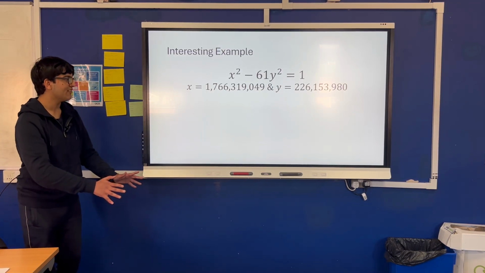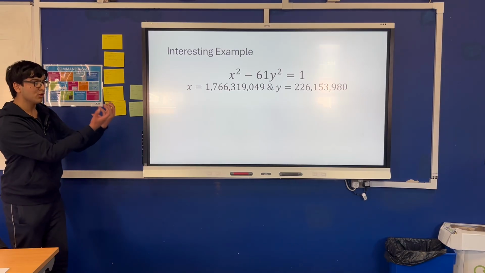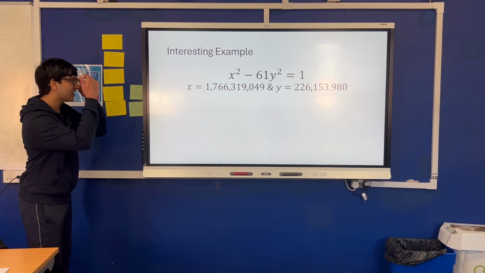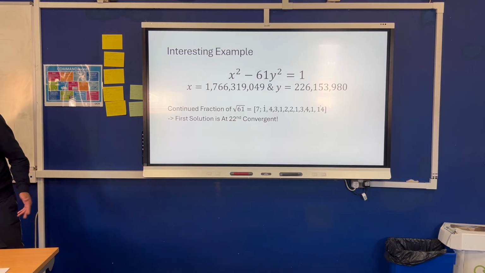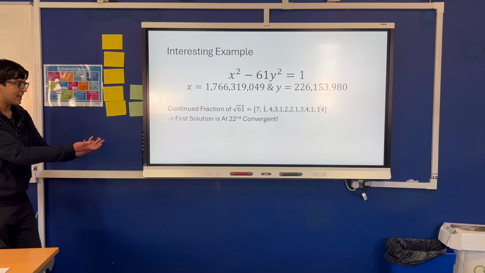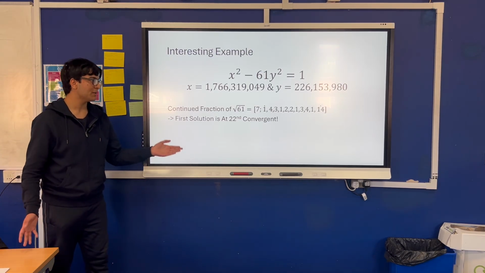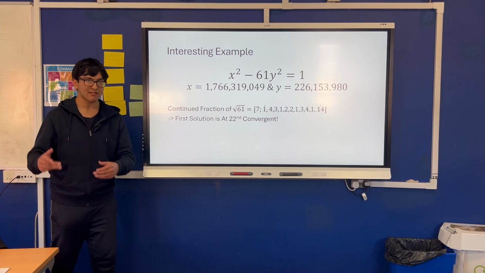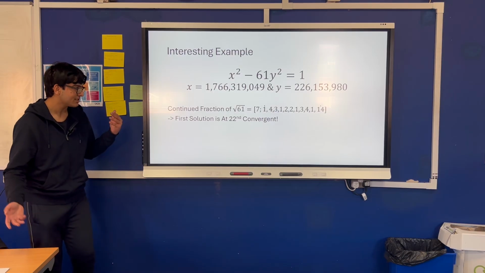Isn't that unbelievable? When I first looked at continued fractions, this fact blew my mind, honestly. There's no way that could be true. It doesn't even look like it, so why is that true? Okay, yes, the continued fraction is quite long, but the coefficients are quite small. Even if I had a 20-second convergent, it should be quite small, right?